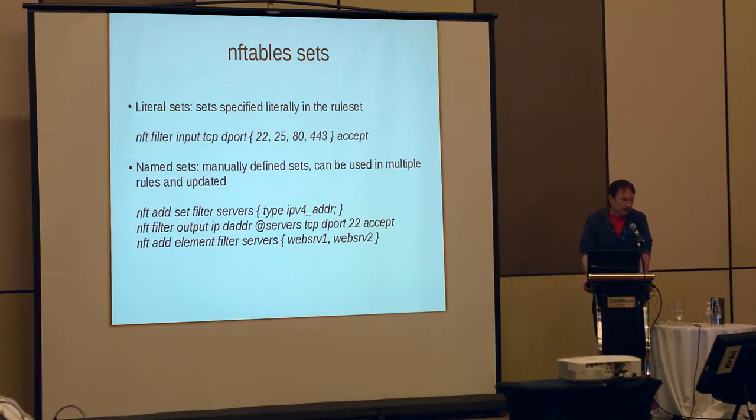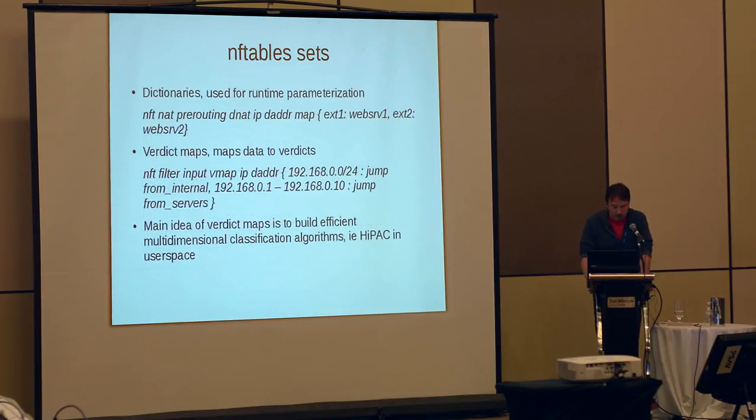So I think we covered this yesterday. We have multiple ways of dealing with sets. One is specifying them literally in the rule set, just in curly braces, adding the elements you want. These sets are called anonymous or literal sets, and you can't change them. They're constant. And we have the named sets, where you explicitly create a set, which is comparable to what ipset provides. You specify the type, and you can use it within the rule set by referring to the set using an at sign and the set name. You can update them, adding elements, removing elements, basically what you would expect.